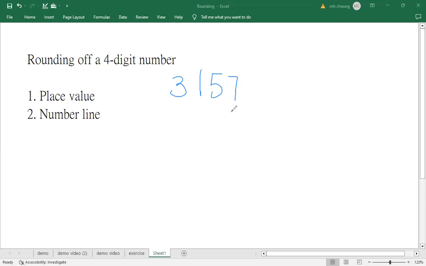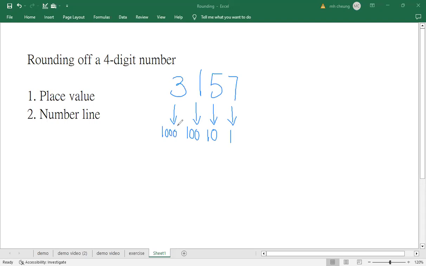From right to the left, the place value of each digit should be 1, 10. As we move to the left, the place value should be 10 times bigger than before. Okay, 100 and then 1,000.